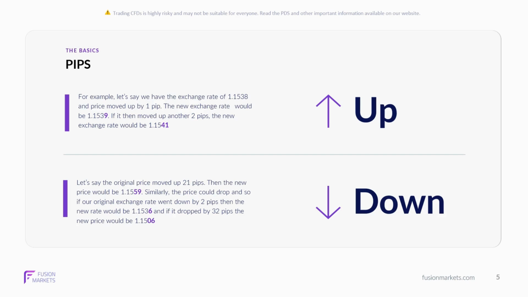Let's say the original price moved up 21 pips. Okay, so our original price is 1.1538. If this moved up 21 pips, we'd add 21 to this 38, giving us 1.1559. Now, similarly, the price can move down as well as up.